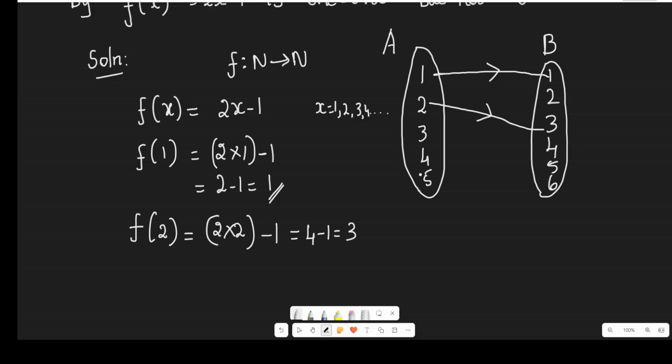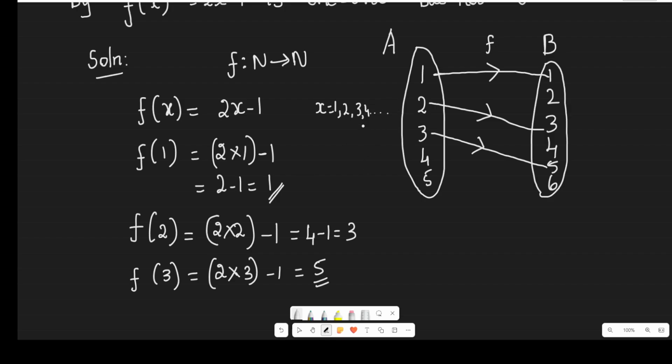And the next value of x will be 3. So what would be the answer? 2 into 3, how much? 6. 6 minus 1 is 5. So the input is 3, the output is 5. So here from 3 we have to relate 5. This is a function, or else we can say a relation.